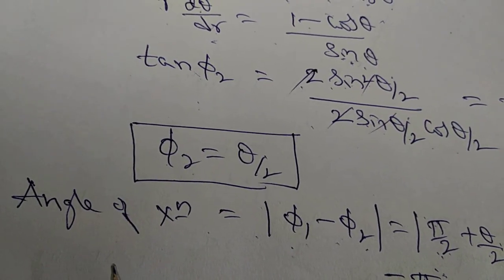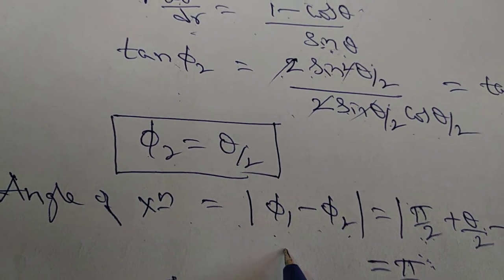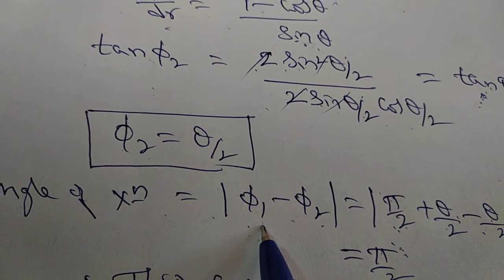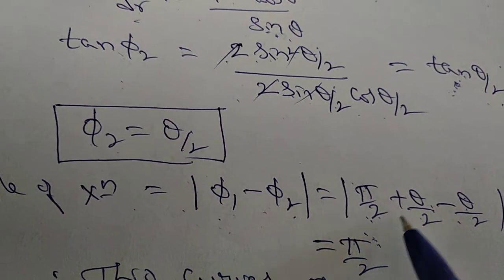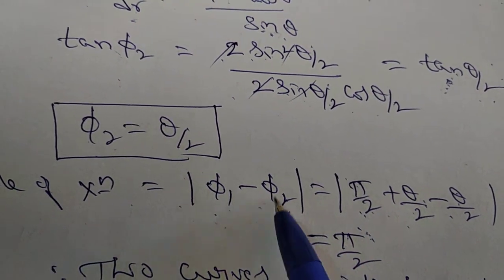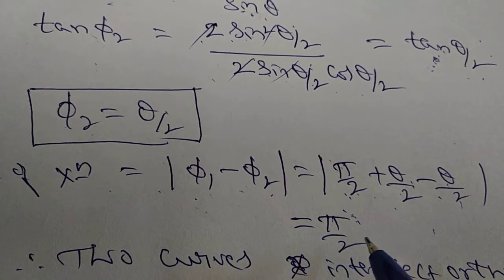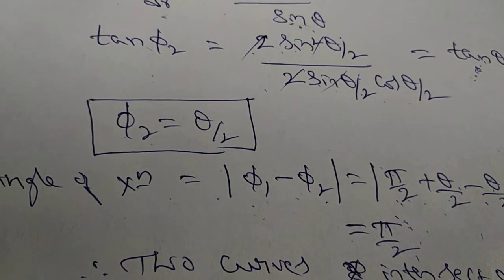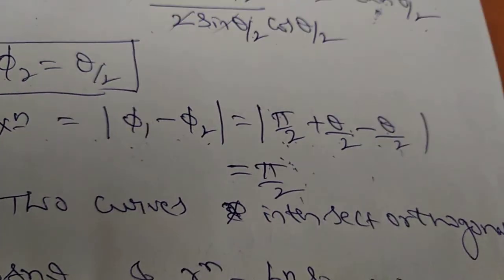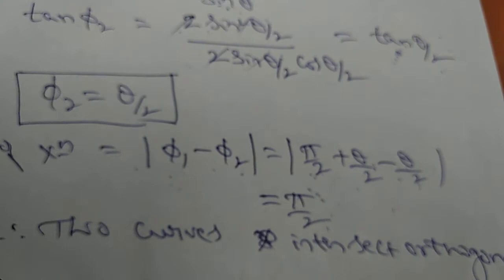So now we know that formula, angle of intersection of two curves is given by modulus of psi 1 minus psi 2. So psi 1 means angle between radius vector and tangent for the first curve. What is the answer? Pi by 2 plus theta by 2 minus psi 2. Answer is theta by 2. So plus theta by 2 minus theta by 2 cancel, we'll get pi by 2. So angle of intersection of two curves is pi by 2. That shows what? Two curves intersect orthogonally, or two curves are perpendicular to each other. So this is the answer for this problem.